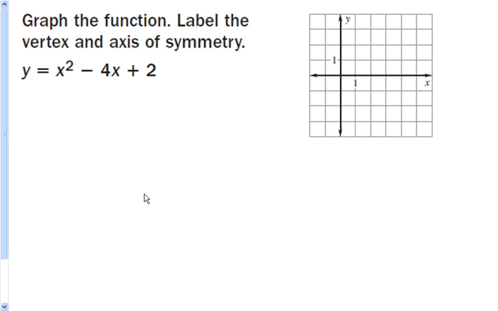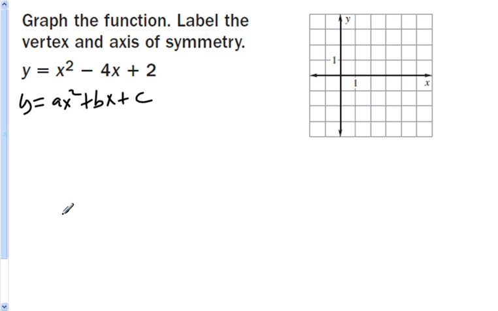Graph the function y equals x squared minus 4x plus 2. Label the vertex and the axis of symmetry. Recall that this equation, y equals x squared minus 4x plus 2, is in standard form, which is y equals ax squared plus bx plus c.